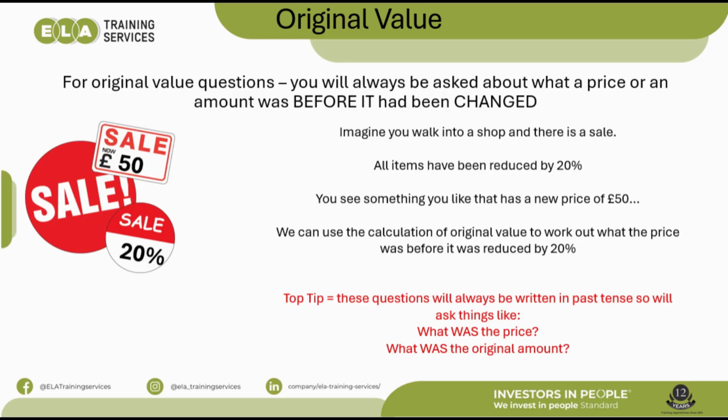For original value questions, you will always be asked about what a price or an amount was before it had been changed. Imagine you walk into a shop and there is a sale. All items have been reduced by 20%. You see something you like that has a new price of £50. We can use the calculation of original value to work out what the price was before it was reduced by 20%. Top tip: these questions will always be written in past tense, so we'll ask things like, what was the price? What was the original amount?